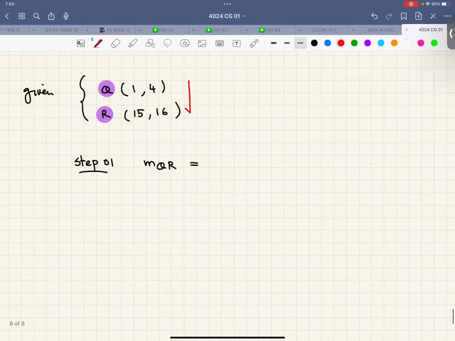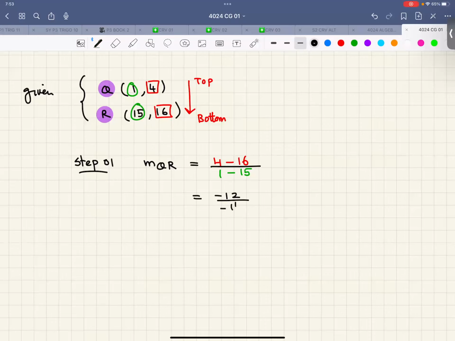Go in a particular direction. 4 minus 16. We are going from top to bottom. That is the rule that I apply. So this is 4 minus 16. That is the numerator. And the denominator is 1 minus 15. So what do we have? 4 minus 16, that is negative 12. And 1 minus 15, that is negative 14.